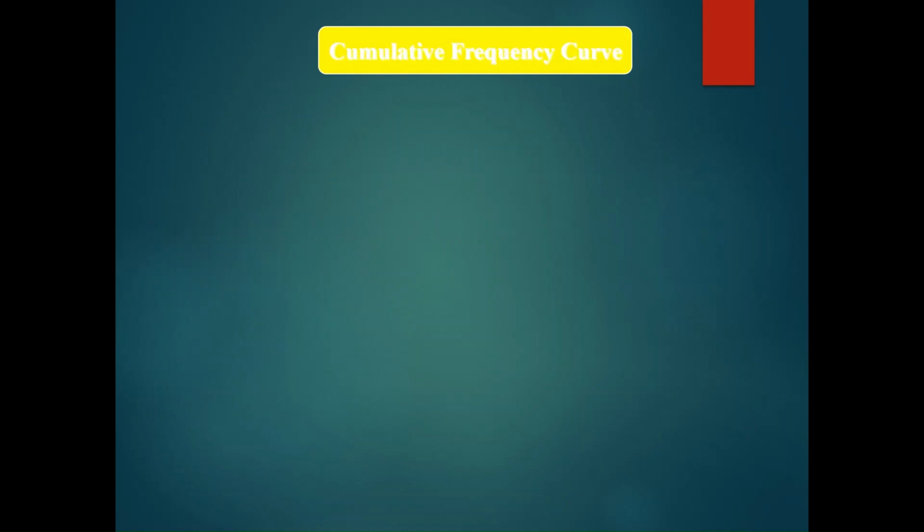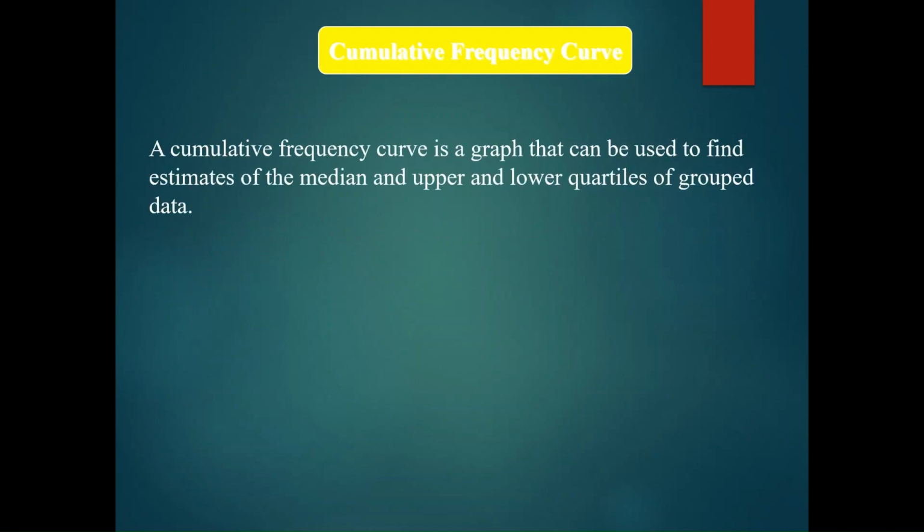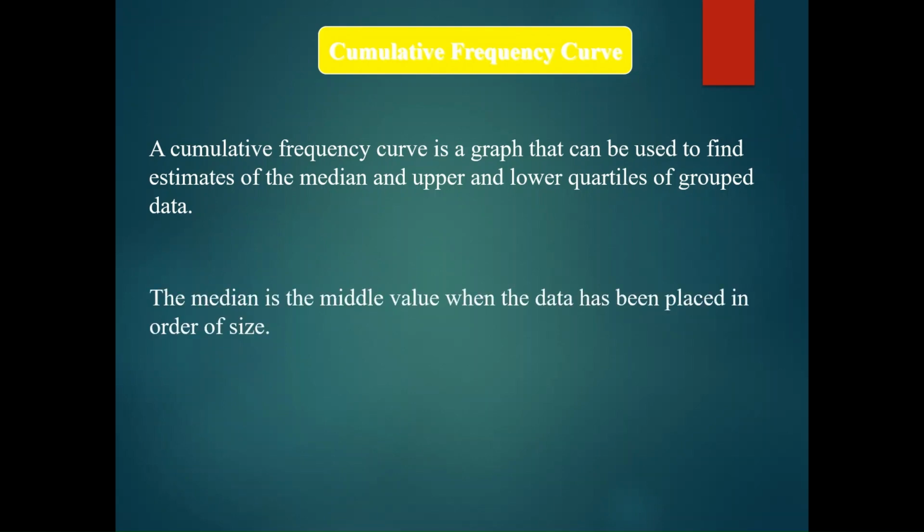Let us first understand what the meaning of cumulative frequency curve is. A cumulative frequency curve is a graph that can be used to find estimates of the median and upper and lower quartiles of grouped data. The median is the middle value when the data is placed in order of size.